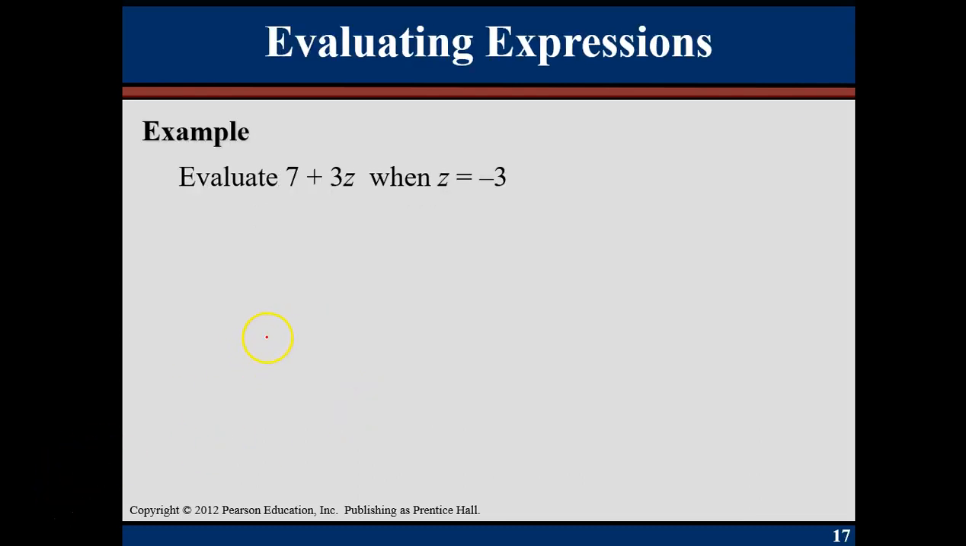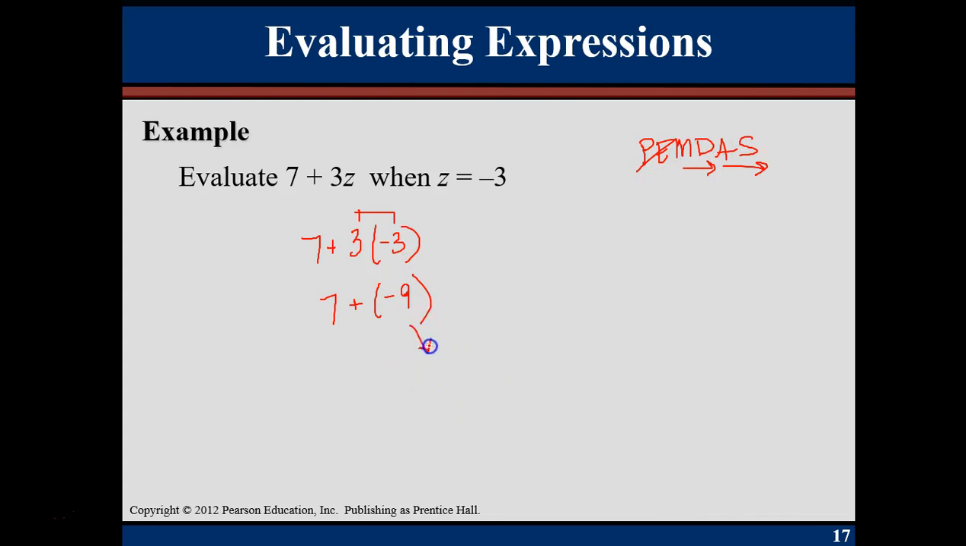Let's do one more. Evaluate 7 plus 3z if z is equal to -3. So I'm going to take the z out and put a -3 in. Don't forget PEMDAS. We need to do multiplication first from left to right, since we don't have any parentheses or exponents. And instead of 7 plus 3 times -3, it's going to turn into 7 plus -9. Now I need to do my addition and subtraction, and these are opposites.